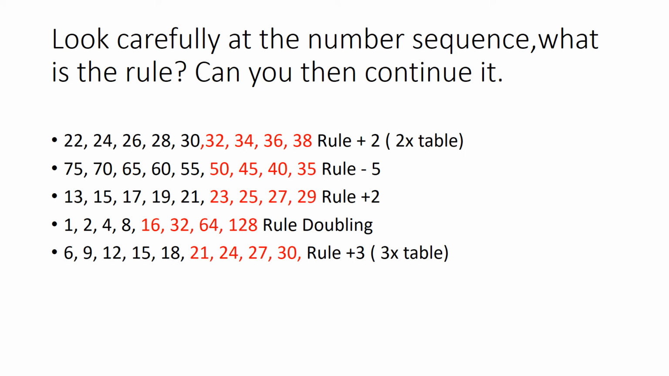I recognised this as the 3 times tables, so I knew that they were adding on 3 every time. So 18, I added 3 to get 21, then 24, 27, and then 30.